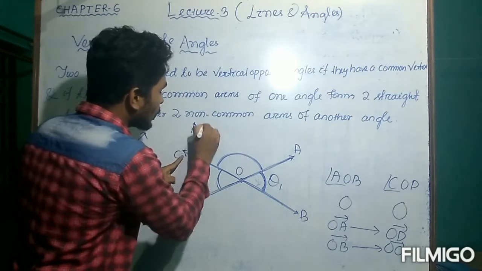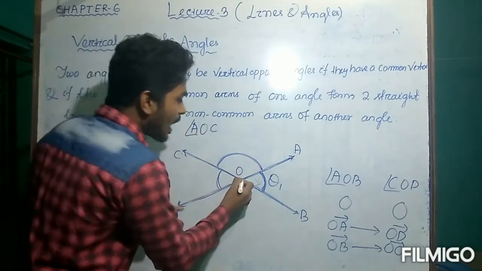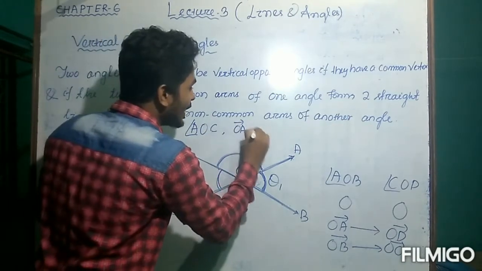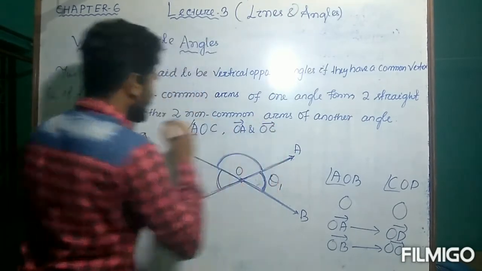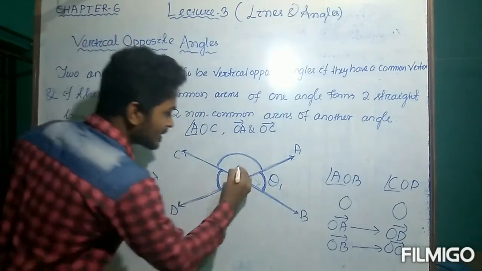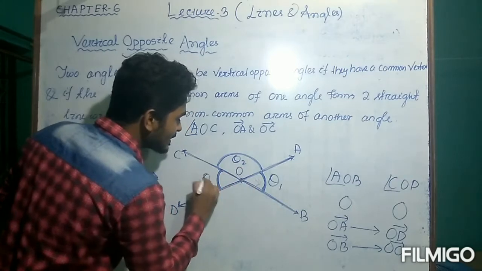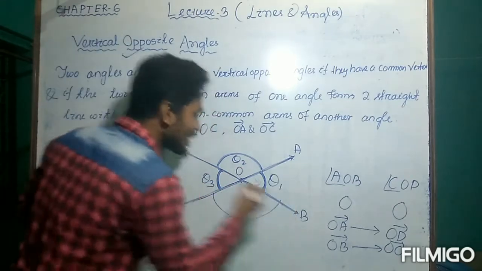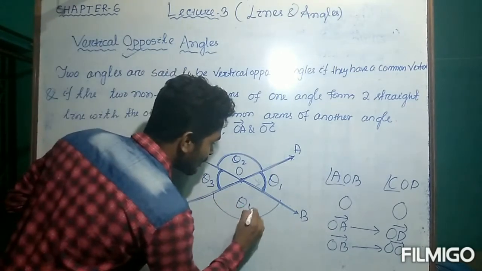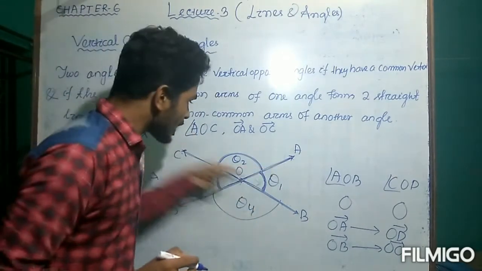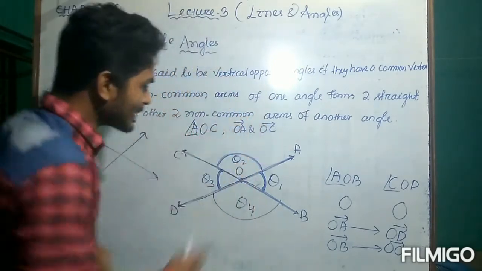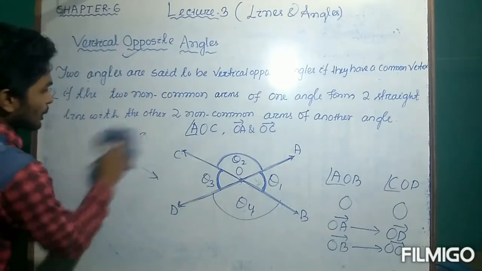the name of the angle is AOC. The arms are OA and OC. Understood? Similarly, this is also an angle. Suppose this is theta 2 and this is theta 3. This is also an angle, sorry, this is theta 4. So whenever two straight lines meet each other, they form four angles: theta 1, theta 2, theta 3 and theta 4.